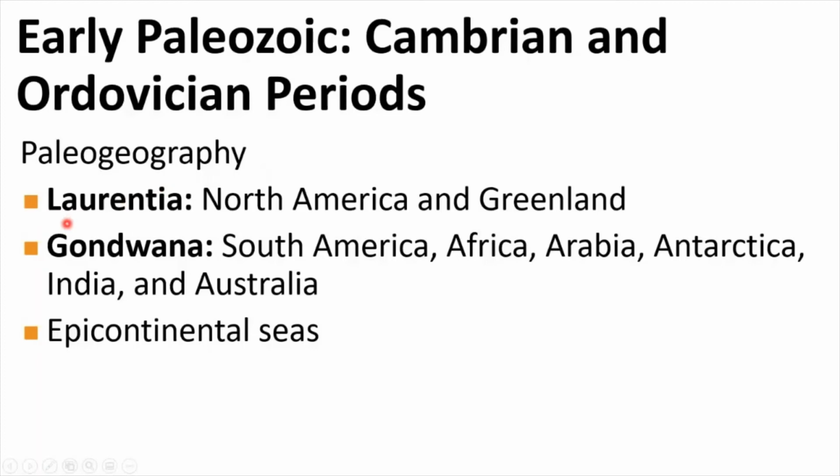So this is composed of Laurentia, which is North America and Greenland, and Gondwana, which is South America, Africa, Arabia, Antarctica, India, and Australia. And also during this time, we have epicontinental seas. And this is where we have sea level rising and our climates warmed. And so we have large regions of the continental interiors that became flooded by shallow seas.